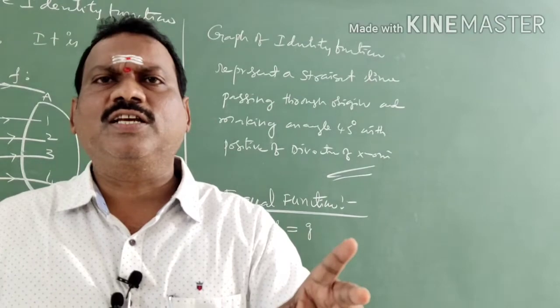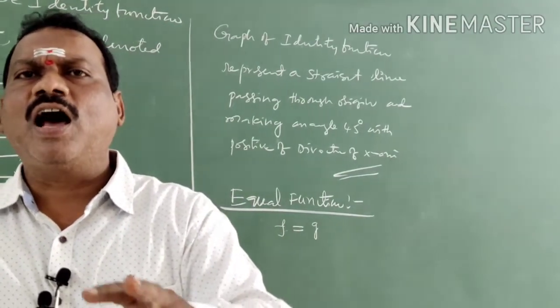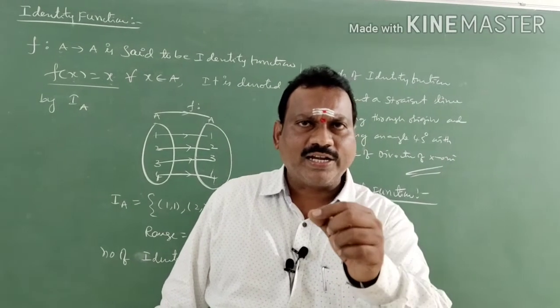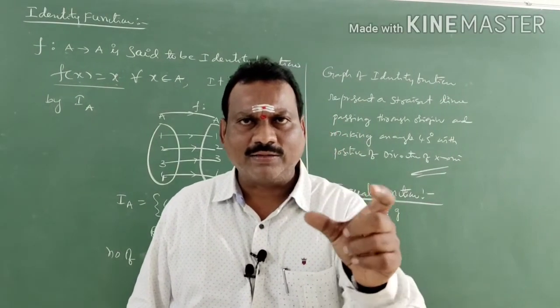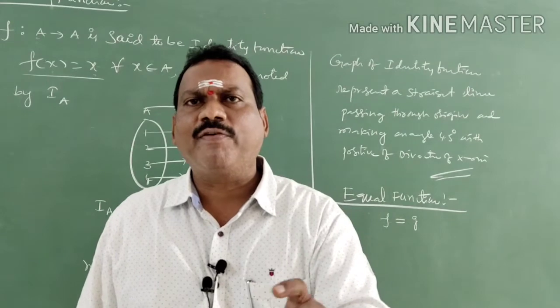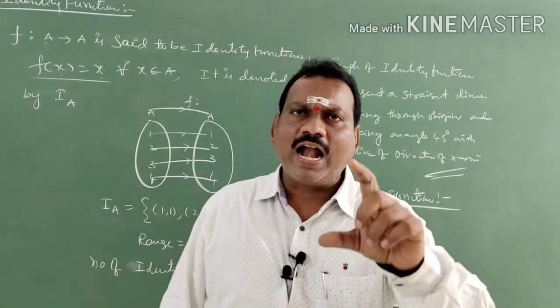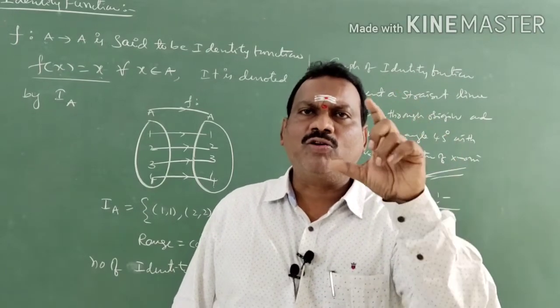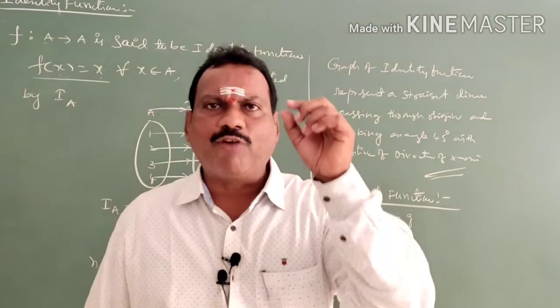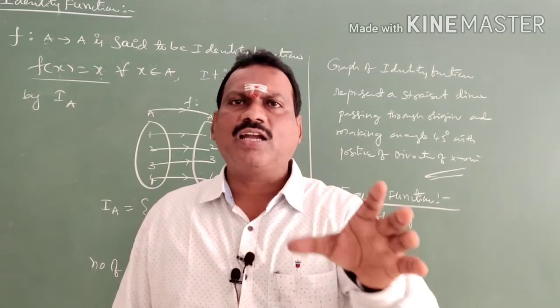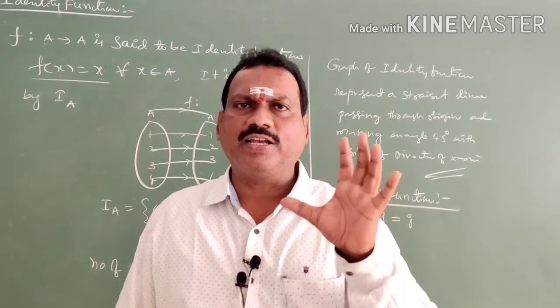If two functions f of x and g of x are said to be equal functions, if and only if they must be defined on the same domain. Second one, f of x is equal to g of x. That means both ranges are the same and both domains are the same. Then only it is possible. If one case is possible and the second case is not possible, we cannot say that they are equal functions.